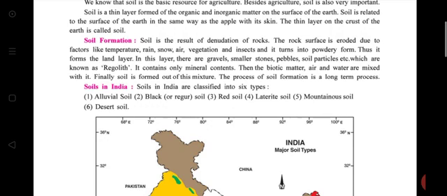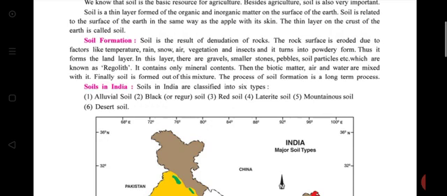And then it forms the land layer. In this layer, there are gravels, smaller stones, pebbles, and soil particles, etc., which are known as regolith. Underline it.